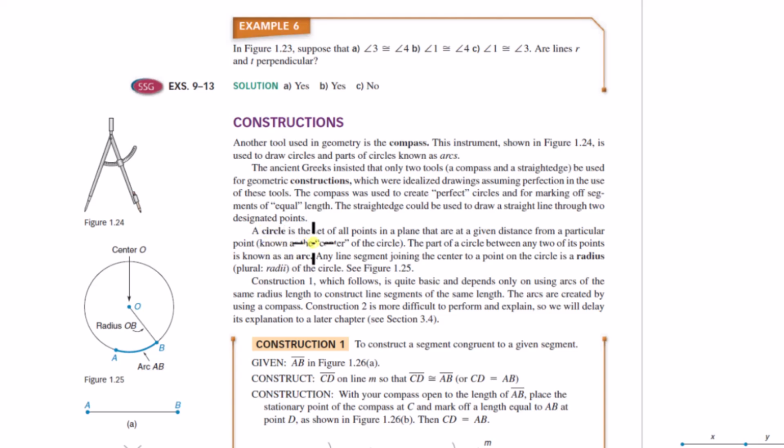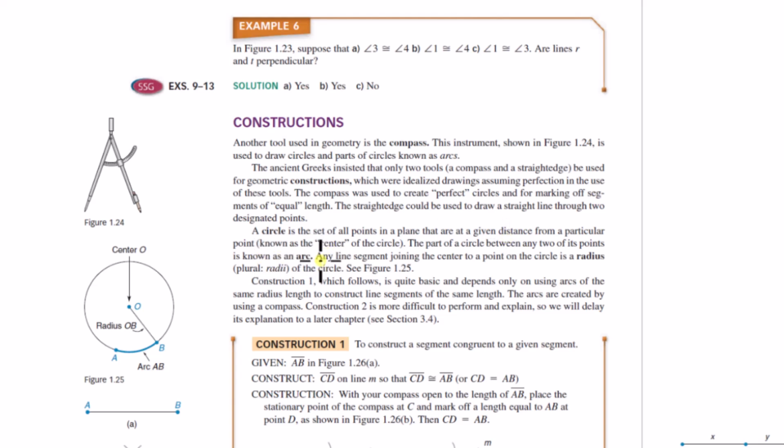Okay, a circle is the set of all points in a plane that are at a given distance from a particular point, known as the center of the circle. The part of a circle between any 2 of its points is known as an arc. Any line segment joining the center to a point on the circle is a radius, plural radii, of the circle. Okay, so this is an important paragraph here. Let's go through this slowly. So, what is a circle? What exactly is a circle? It's the set of all points in a plane that are at a given distance from a particular point known as the center of the circle.